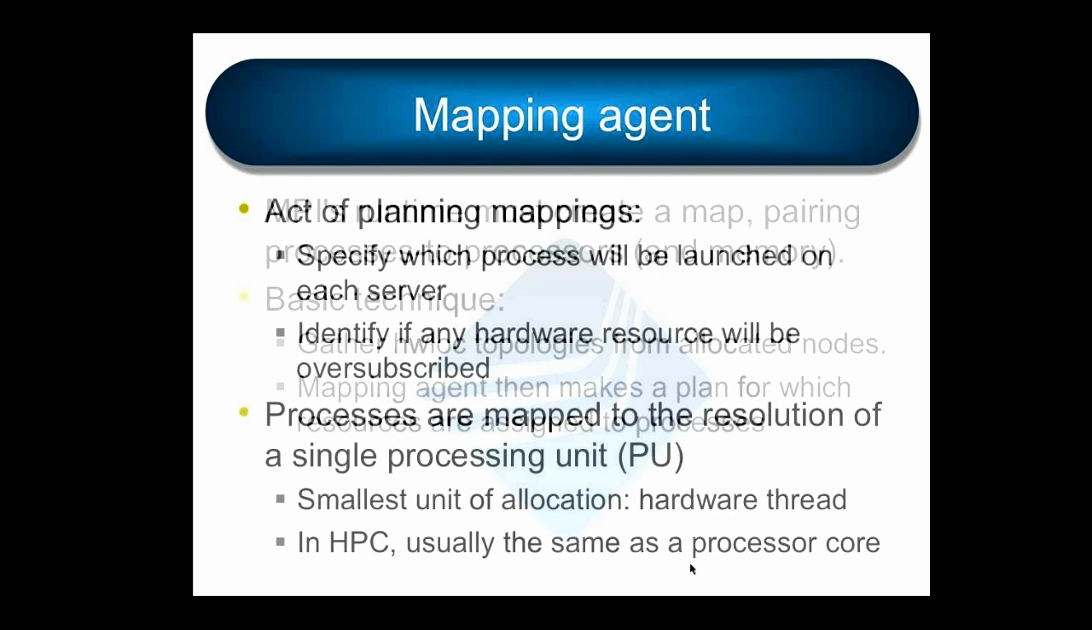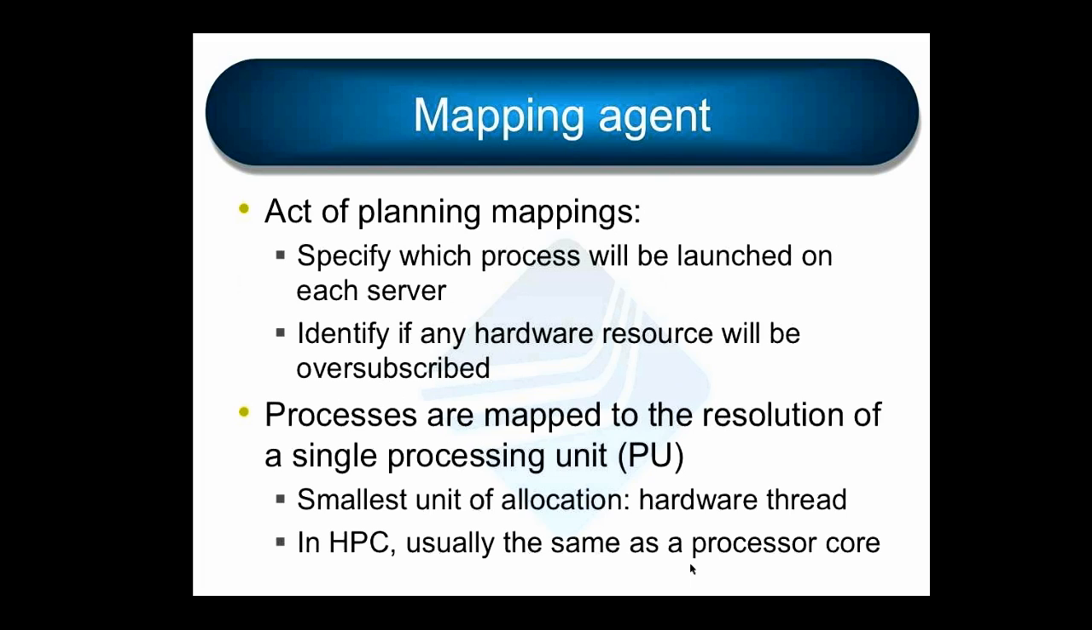All right. And in this, Open MPI is fundamentally built on plugins. So we have a mapping agent plugin, right? So the act of planning involves several different things. No matter what plugin mapping agent you use, whether you use LLAMA or one of the simple ones, it does several things, right? So it specifies which process is going to land on each server and identifies any hardware resource if it's going to be oversubscribed.